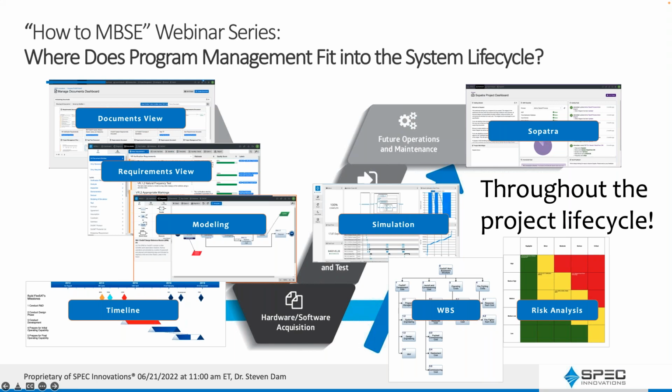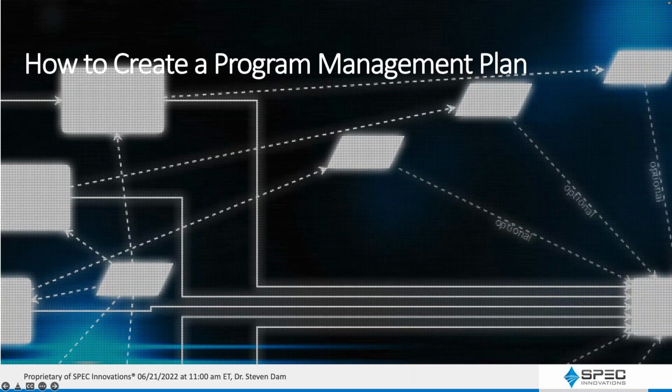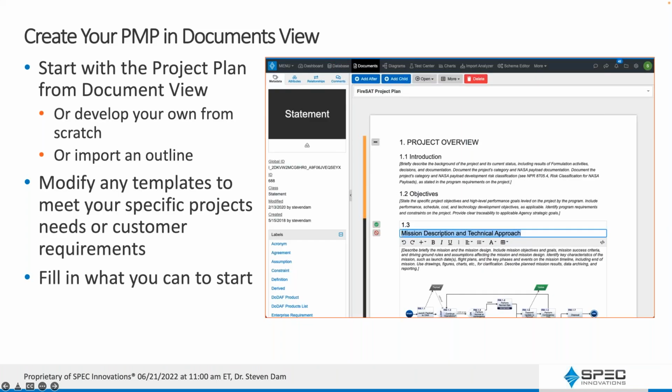So let's go into a little more detail about creating the program management plan, because I think that was the first thing we were going to do. So let's talk about the program management plan. Creating our program management plan in documents view, we actually, again, have templates for this. I believe one of the templates we have is the NASA template for that. That's a good place to start, particularly for any kind of NASA program, but I found it to be useful for almost any program. So that's something you might want to consider.